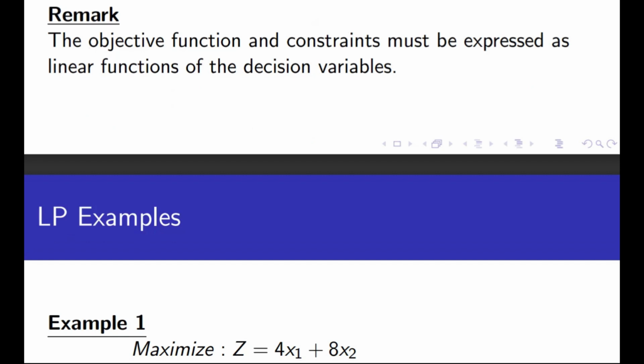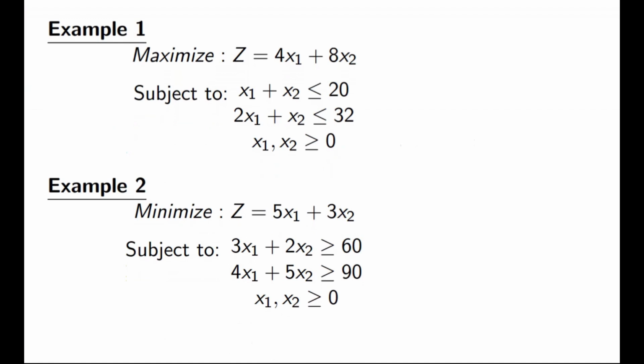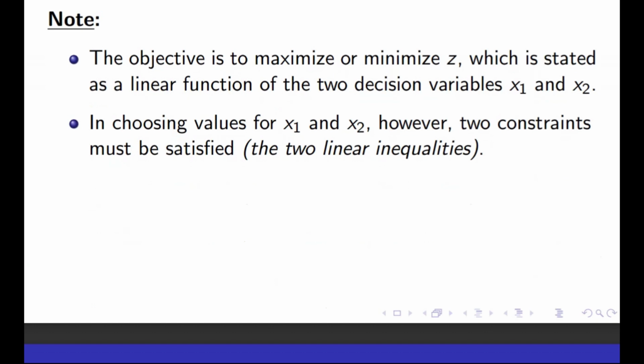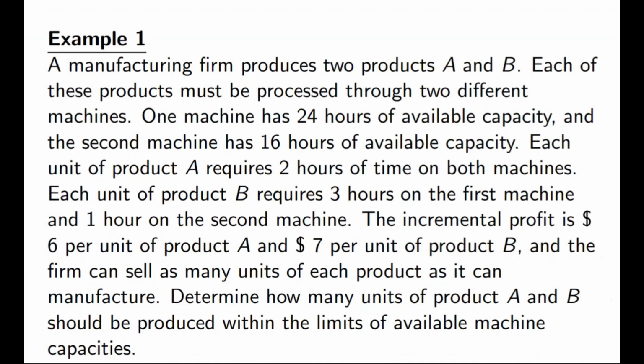So the objective function and constraints must be expressed as linear functions of the decision variables. Let's take an example: maximize z equals 4x1 plus 8x2 subject to the following. Example 2, minimize z equals 5x1 plus 3x2 subject to the following. Note, the objective is to maximize or minimize z, which is stated as a linear function of the 2 decision variables x1 and x2. In choosing values for x1 and x2, however, 2 constraints must be satisfied, the 2 linear inequalities. So let's take a proper example.